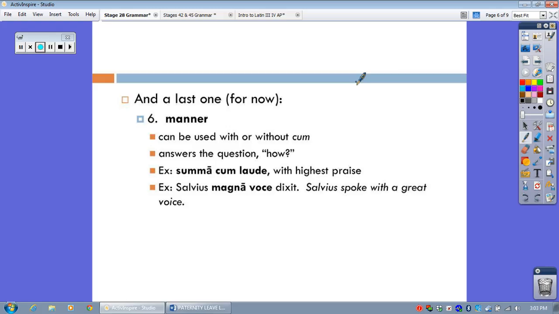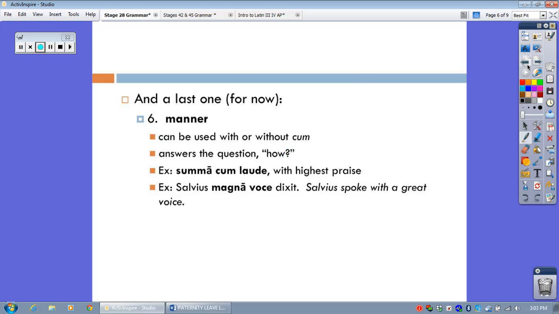How about this one? Saevius magna voce dixit. Well, Saevius is nominative, magna voce are both ablative, dixit is our verb. So Saevius spoke, and I know that magna means great, and voce means voice. The only thing that really makes sense is to add in the word with. He spoke with a great voice. Ablative of manner answers the question, how did he speak? He spoke with a great voice.